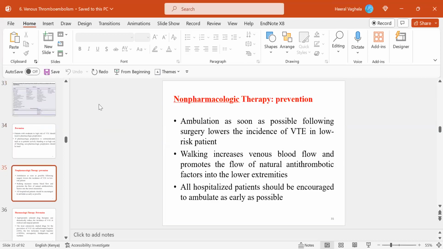Okay, so like the others said, ambulation is one of the non-pharmacological therapies because it increases the blood flow in the legs. That's what we need, because if there's no blood flow, then there's blood stasis, and that causes clot formation.